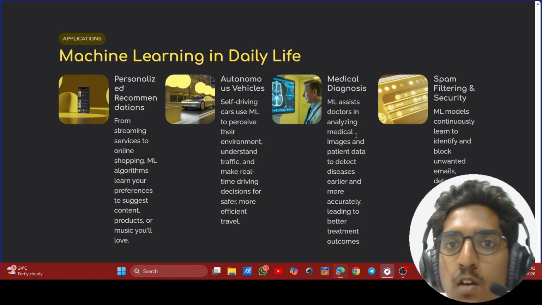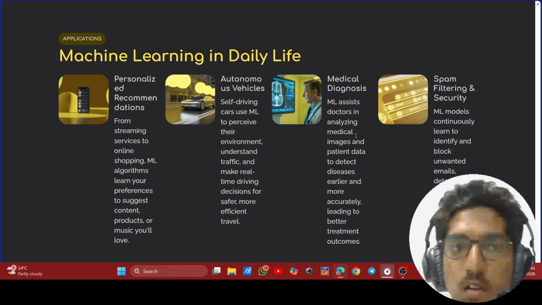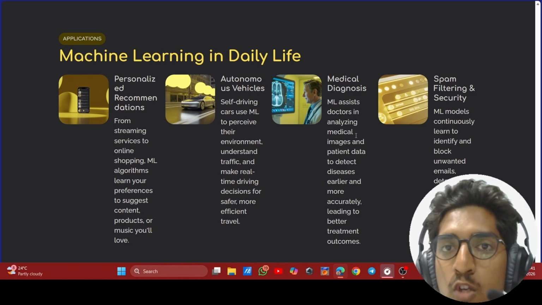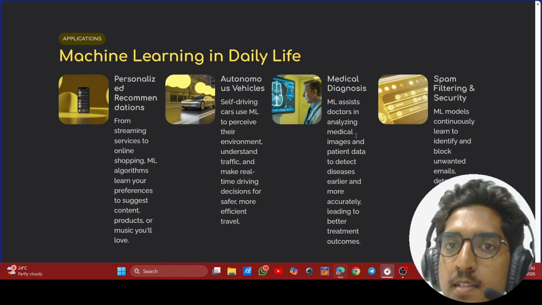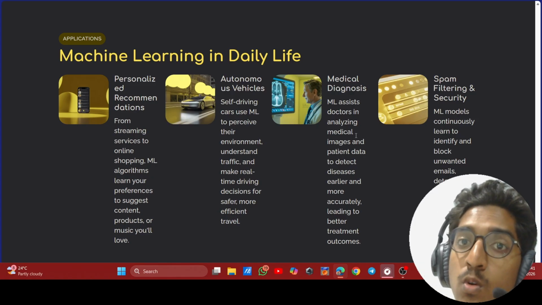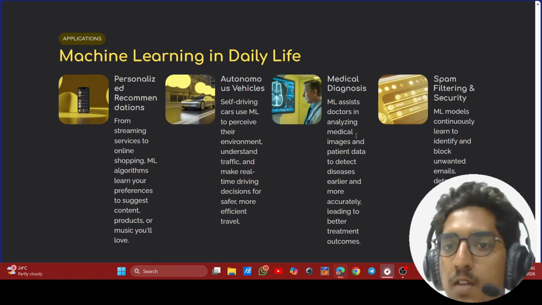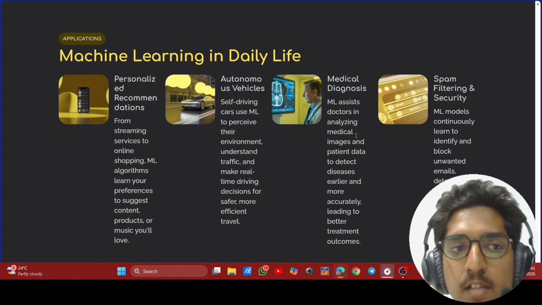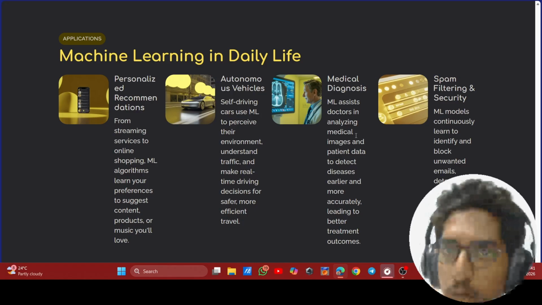So as I told you, like spam emails and mails, the machine learning models automatically block the spam mails and allow the user to access only the non-spam mails. Okay, so this is another application of machine learning in our daily life.